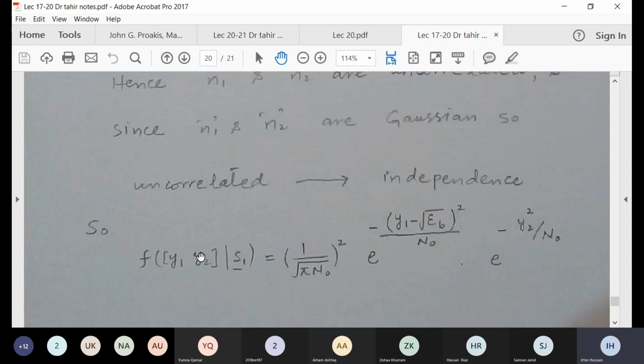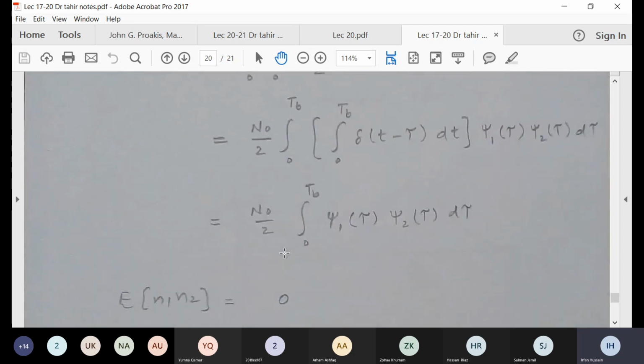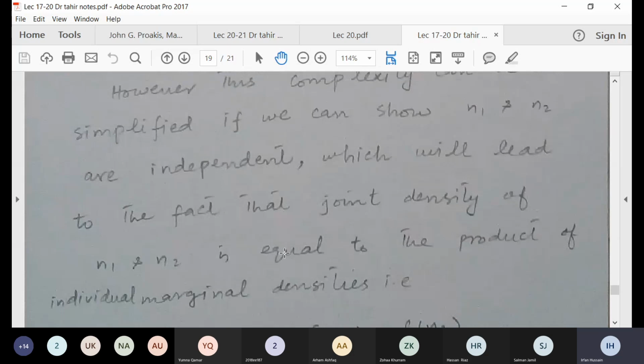So once they are independent, you can write the joint distribution as the product of their individual distributions. So I can write this as f of y1 given s1 times f of y2 given s1. f of y1 given s1 was noise plus the signal, the mean was shifted like this, and f of y2 given s1 was just noise. So both these PDFs have been derived. I've just put the values of y1 given s1 and y2 given s1 from the previously determined distributions.